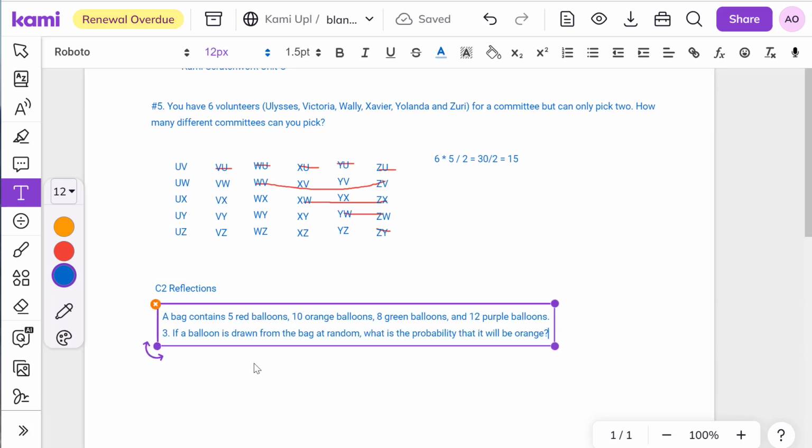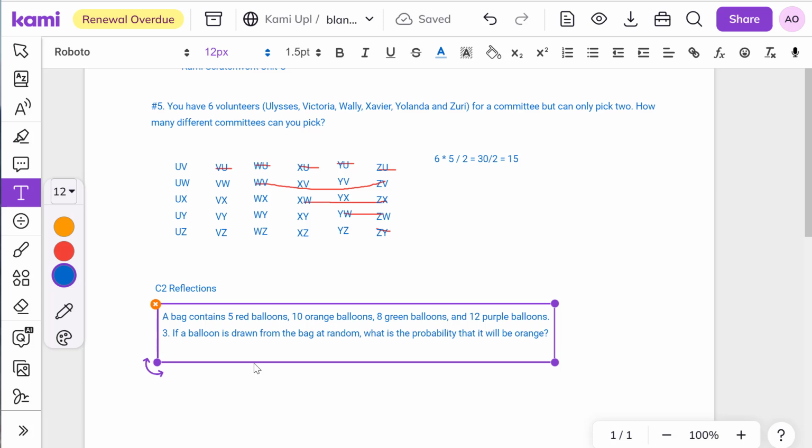Okay, so what's the probability it'll be orange? Well, how many orange are there? There are 10 orange out of, looks like 25 total, right? Did they want a decimal answer or a fractional answer? It looks like 2/5 or 0.4 if you get a calculator.